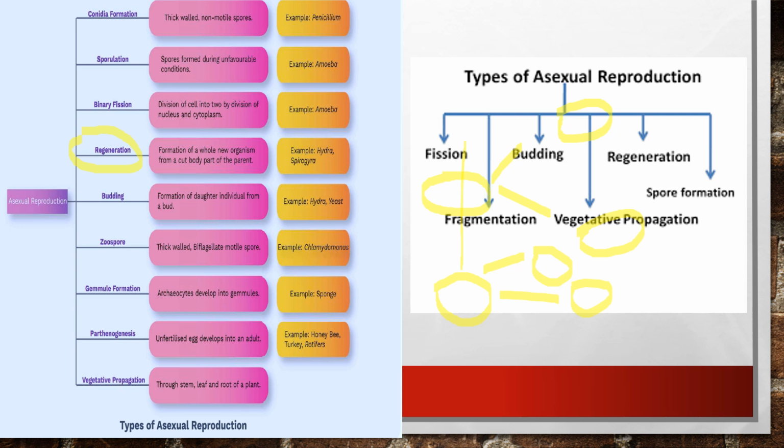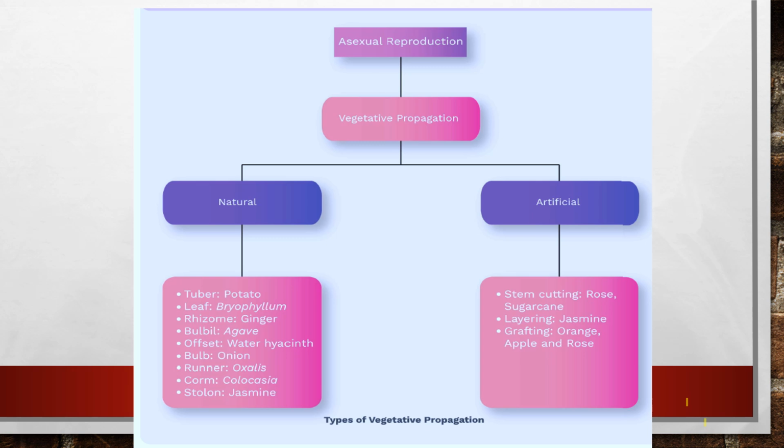Next is vegetative propagation. Vegetative propagation is commonly seen in plants. So we can also propagate plants vegetatively. There are some natural methods and some artificial methods. We can reproduce a plant through potato tuber.